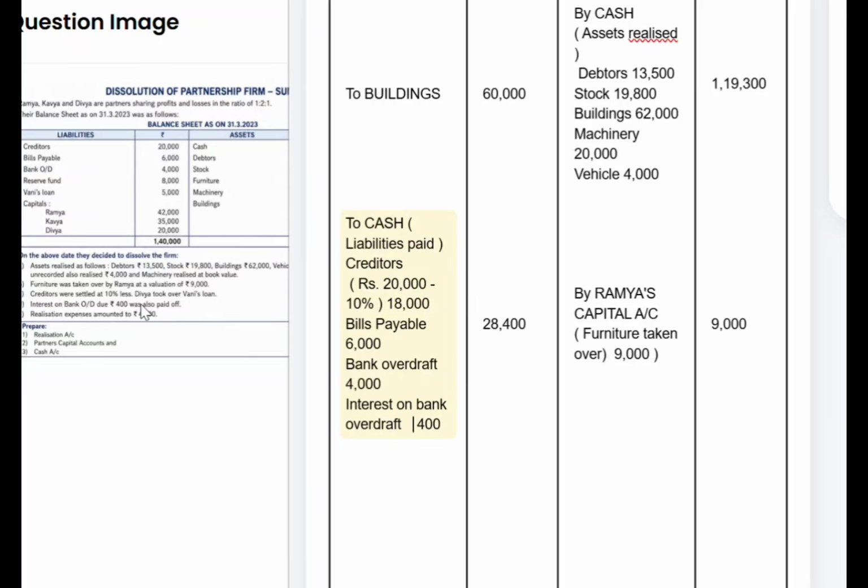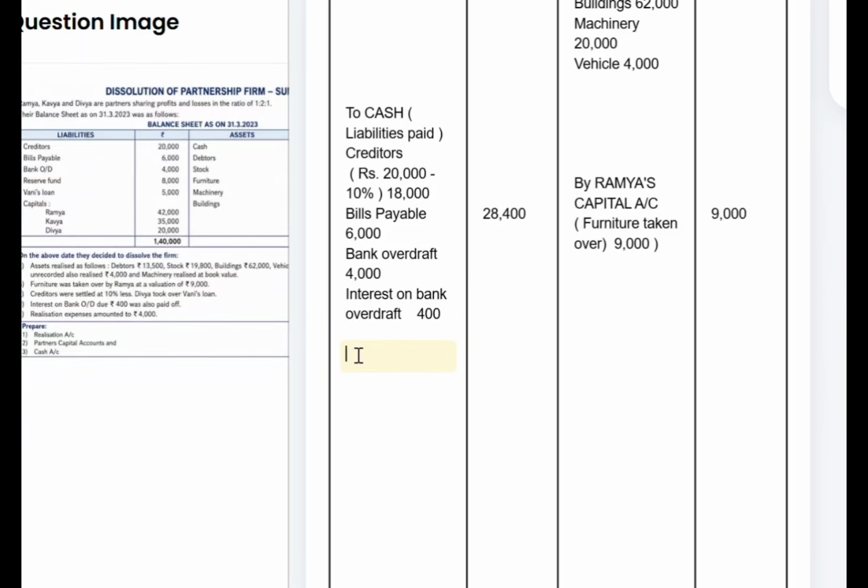Now out of these liabilities, one particular liability that is Vani's loan is taken over by Divya. So which should be transferred to that particular partner's capital account. So which is Divya's capital account, which should be recorded as to Divya's capital account as it is the Vani's loan taken over. It is taken over in full as the amount is not given. So Vani's loan will be taken over in full rupees 5,000. With all these, liabilities are now being paid off or it is taken over.